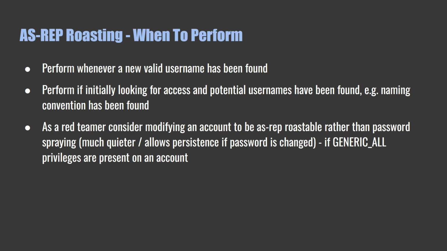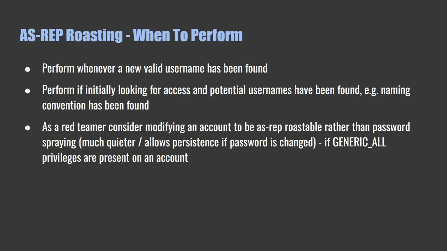So AS-REQ roasting, when to perform? Perform whenever a new valid username has been found. If you haven't got access to a domain, or even if you do have access, it's always worth checking. If you have BloodHound, tools like that, not covered in this course, it's basically a GUI-based, very powerful tool that lays out and maps out attack chains in the form of a graph database in front of you. So it's very easy to spot ways forward, and it just makes things infinitely easier to see and visualize.